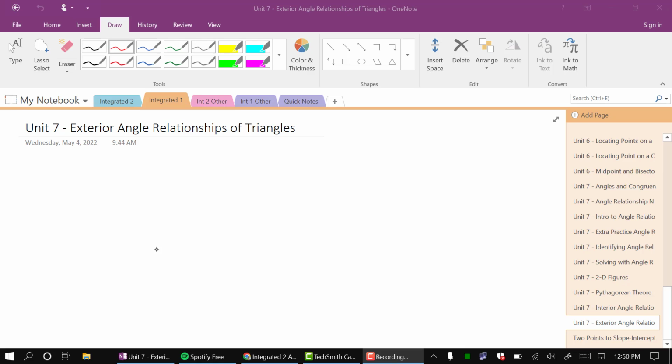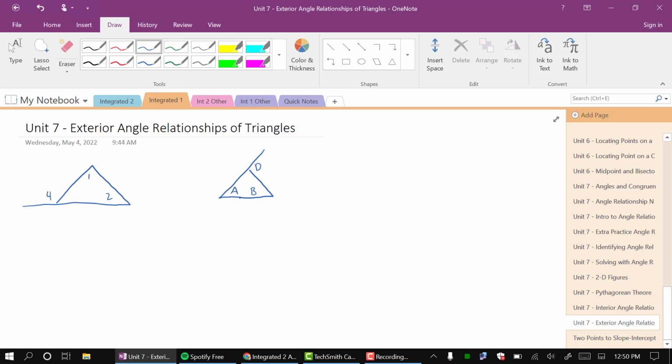Welcome everyone. Today we're going to be looking at exterior angles of triangles. So let me go ahead and start off with a figure. We're going to have two different figures. This is 4. This is 1 and 2. And then we're going to have another figure over here. This is A, B, and then this would be D.